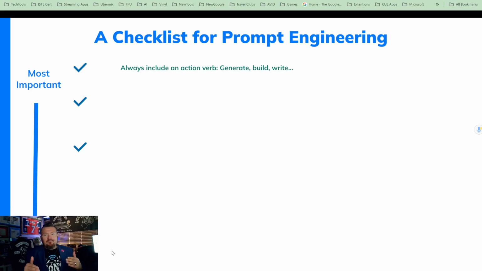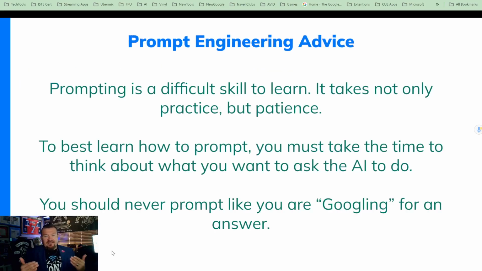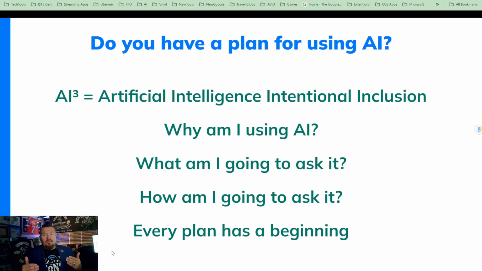You need to have a purpose when asking these devices what to do. You need to have a plan for using AI. And that's why I've come up with AI cubed. That's artificial intelligence intentional inclusion. You need to have an intentional reason to include AI in your educational process. And so do your students.